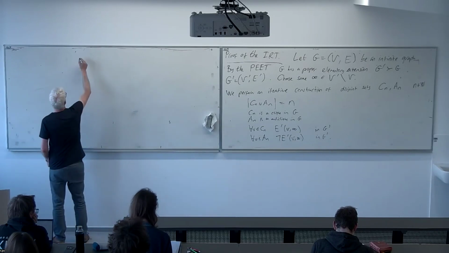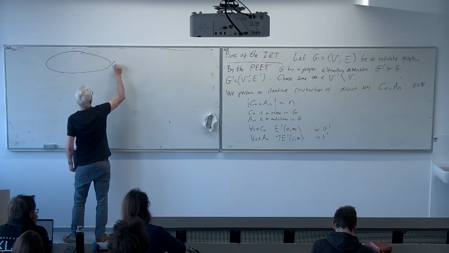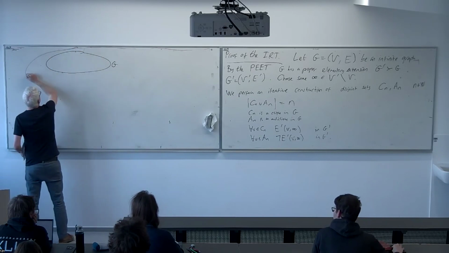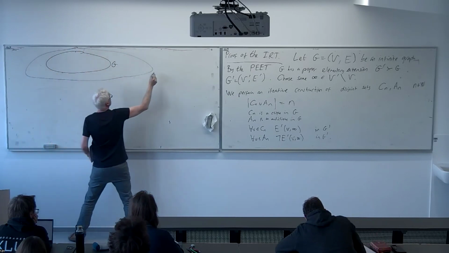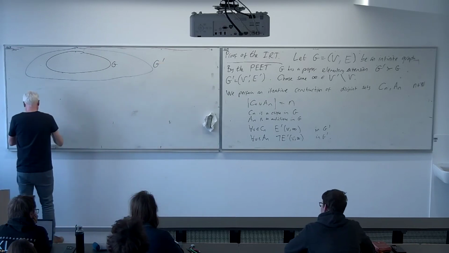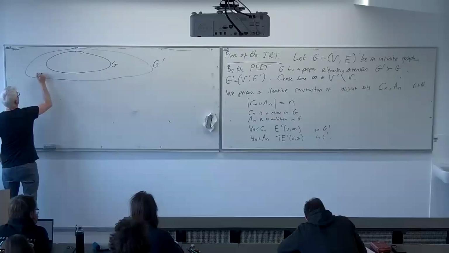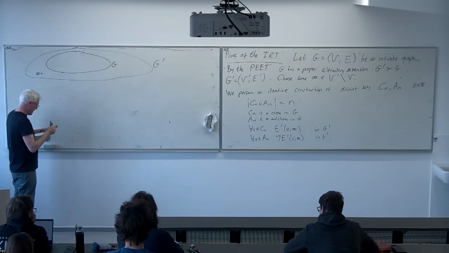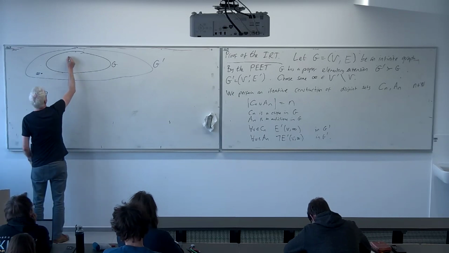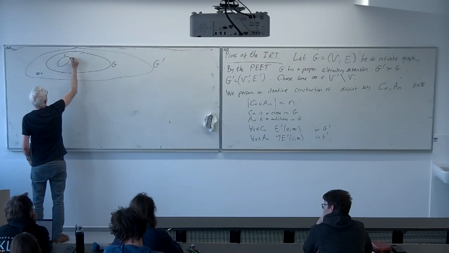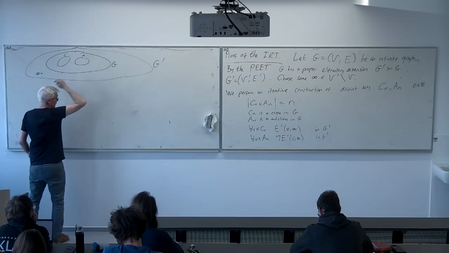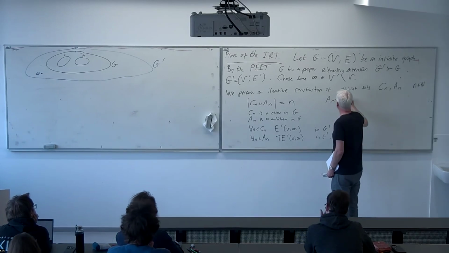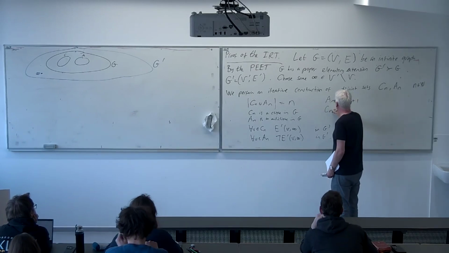So let's draw a picture. We have our original graph G, and we've expanded it to a larger graph G prime. And this expanded graph has a vertex infinity that's not in the original graph. And we've got, for example, some C and some A that we're constructing in stages in this way. I should say that we're growing them as well.